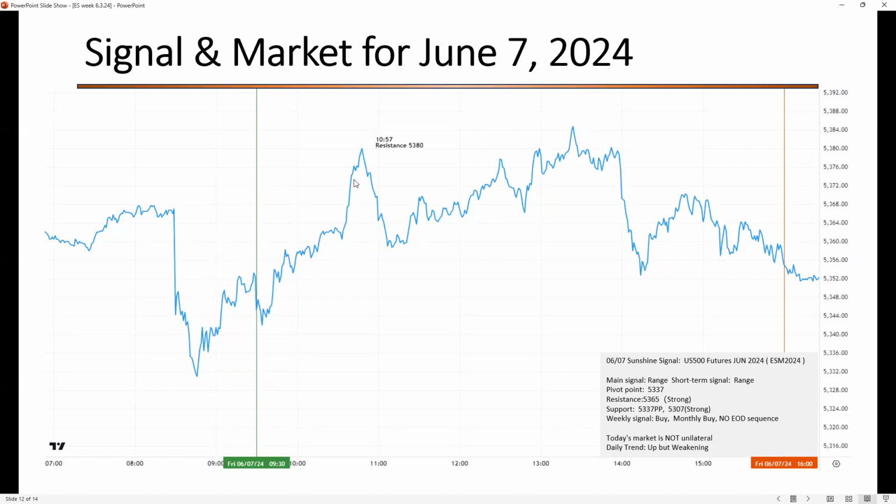And then it surpassed it and went up, and then the signal gave a second resistance level at 5380. This 5380 gave two short opportunities that would have given between 20 to 30 points. The first one here gave a 20-point drop, and then back up, and then 5385 gave another 30-point drop.